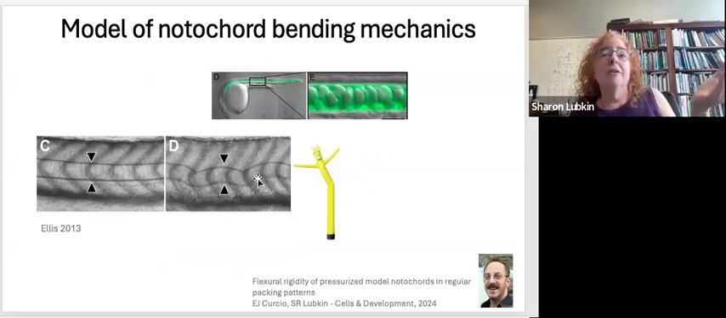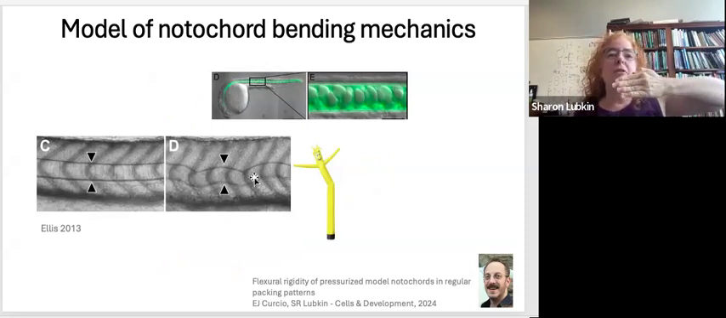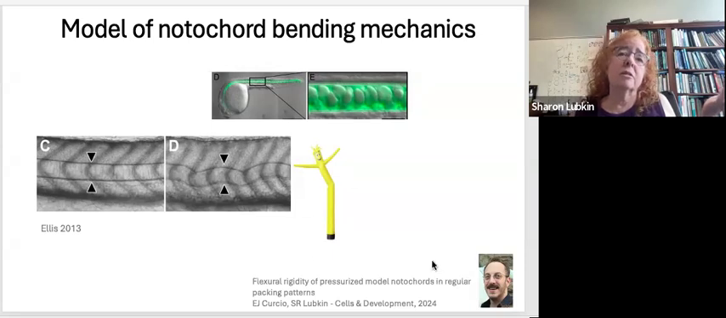And we have to return to the function of the notochord, which is to be rigid and elongate the embryo and stay straight while the spine is being formed around it, while the spine is being built around it, and not buckle like this obnoxious advertisement that I don't know about.